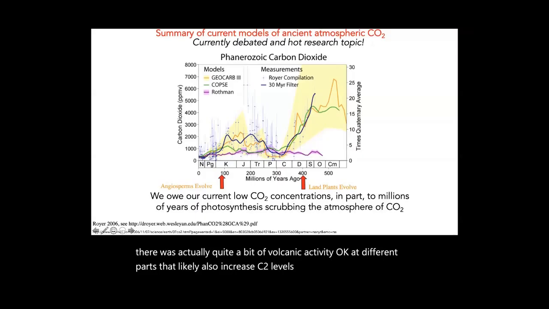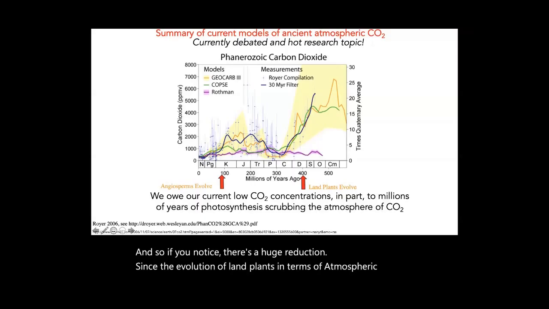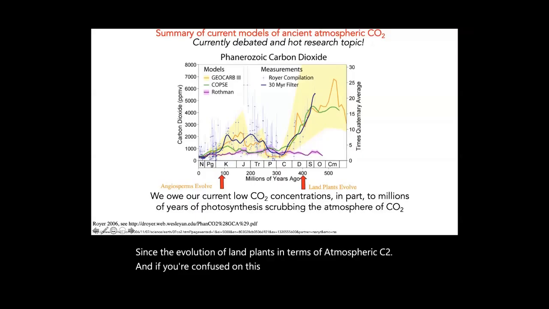But by the time we get to approximately 100 million years ago, this is when the angiosperms evolved. And this is where basically the vast majority of the planet started to be covered with leaves, okay? And after the evolution of the angiosperms, they further dragged down atmospheric CO2 concentrations. And so if you notice, there's a huge reduction since the evolution of the land plants in atmospheric CO2. And if you're confused on this graph, remember this goes back in time and present day is right here. Okay, so this is an important context.